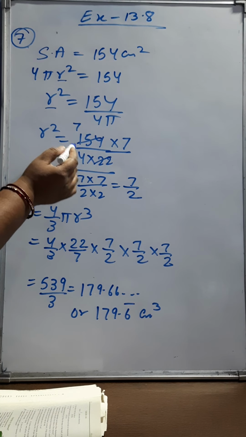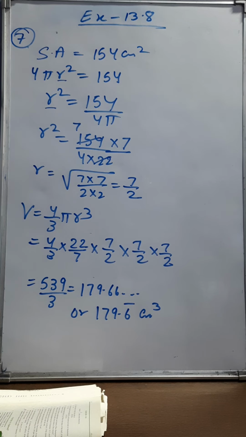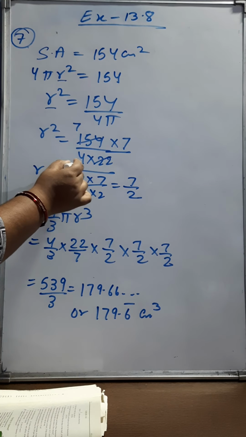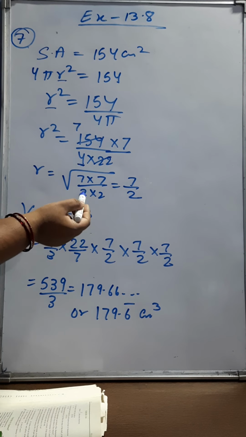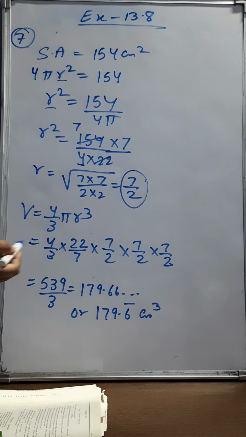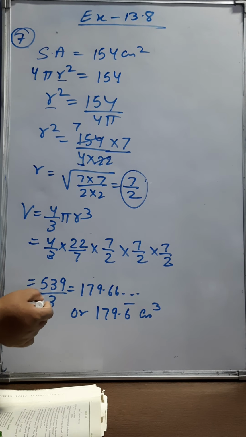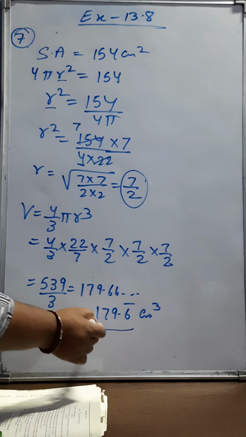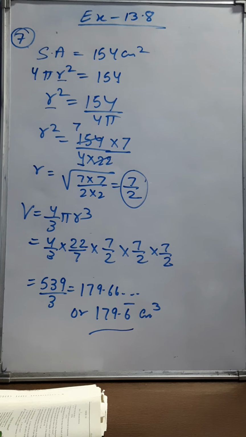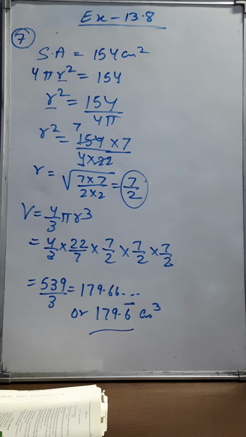So r is equal to, at the place of pi we will put 22 by 7, 7 will move up. So radius is equal to under root 7 into 7 divided by this 4, which can be written as 2 into 2. So we are getting 7 by 2 as radius. Now we can calculate its volume by the formula 4 by 3 pi r cube. Let us put all the values. We are getting 539 divided by 3, which is giving you 179.666, which can be written as 179.6 bar centimeter cube.